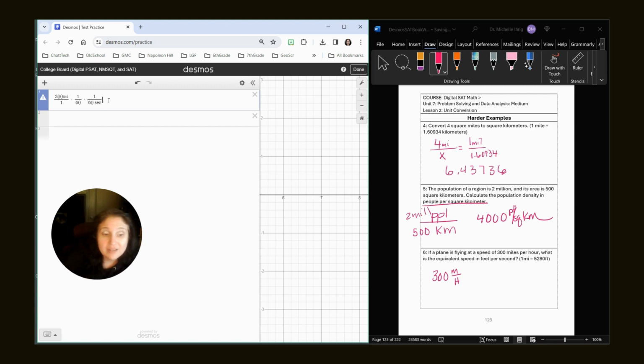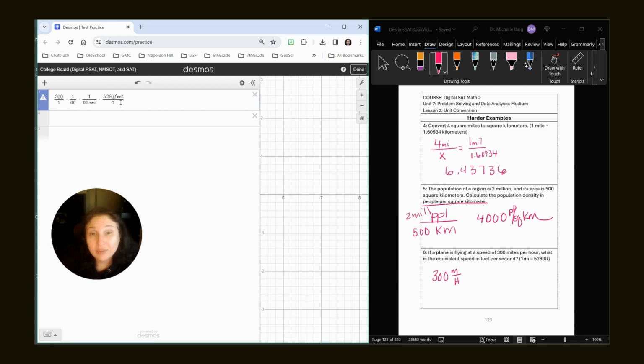So now we've got seconds in the denominator. So now we're just trying to get feet per second. So we need feet in the numerator. I'm going to first put my divide symbol. And we know that there's 5,280 feet. So on the top, I'm going to put 5,280 feet per 1 mile. Okay, so now I've got a mile in the numerator and a mile in the denominator. So those can go. And then I can just double check.